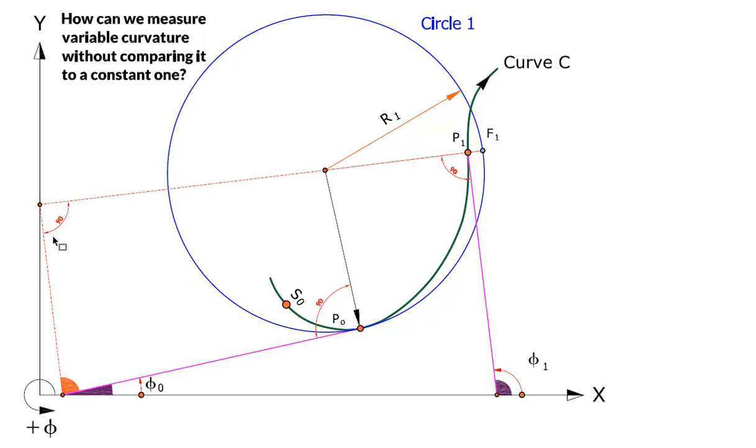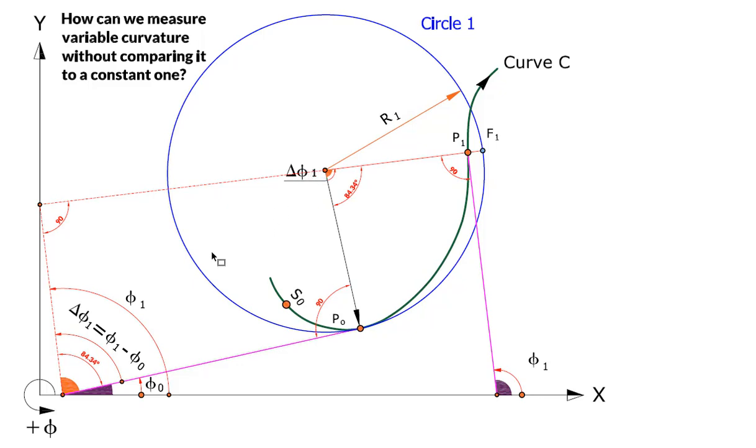So this is 90 degrees because these two lines are parallel to each other, and since these two lines are parallel to each other, this is the angle phi. Angle phi 1 is exactly the same as angle phi 1 here. The difference between these two angles is phi 1 minus phi 0, which is delta phi, and we can find it to be 84.34 degrees.